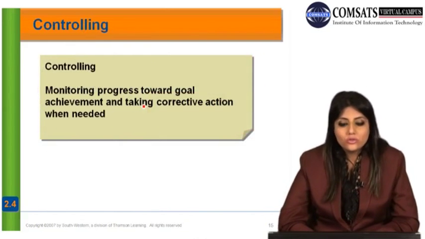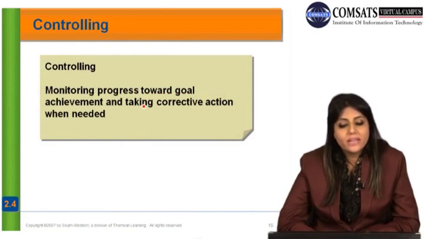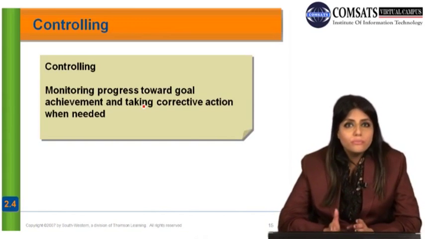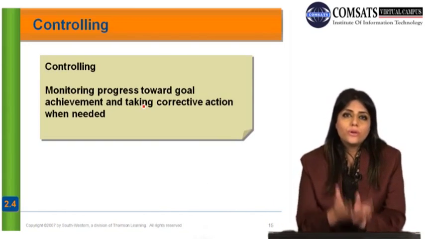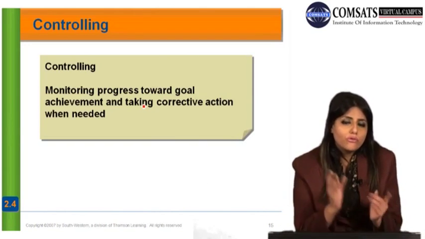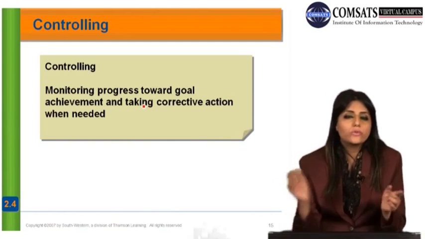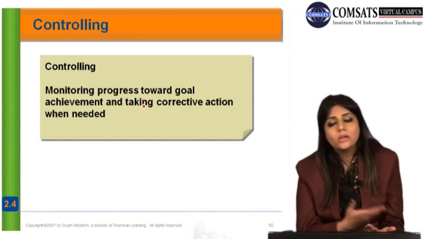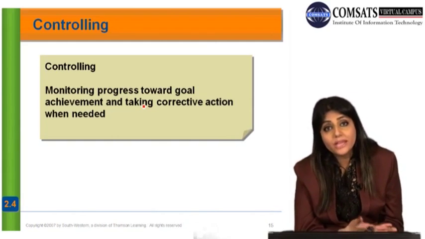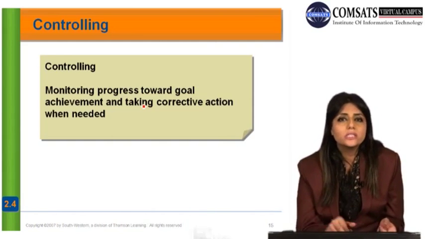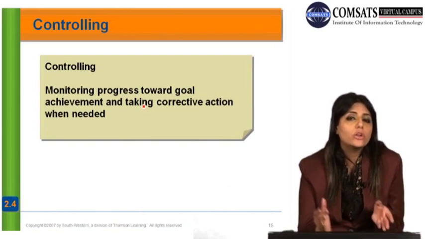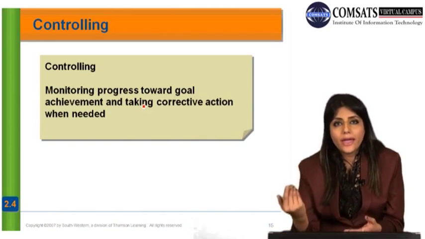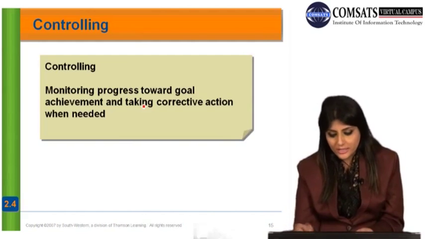Then we have controlling. Controlling is monitoring progress toward goal achievement and taking corrective action when needed. Without adequate control mechanisms executed by the managers, managers won't be able to even understand where they stand, where their company stands, how much of their goals are achieved, what the organizational goals were, what the policies were that they made to achieve those goals, and where the loopholes are if those goals are not achieved. What changes do they need to make in their organizational policies to achieve those goals? All these things would come through proper controlling mechanisms. So managers need to implement proper controlling mechanisms, proper evaluating mechanisms, and they need to take proper corrective actions where and when needed.